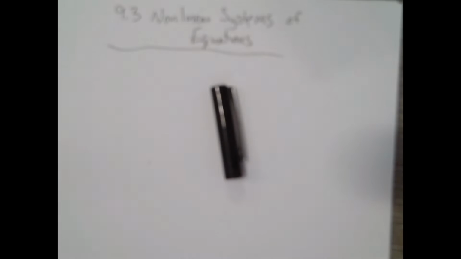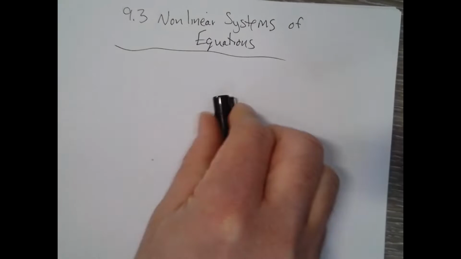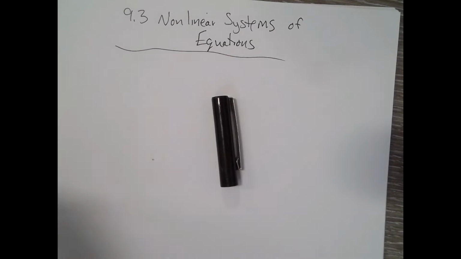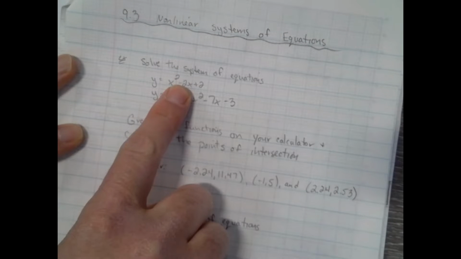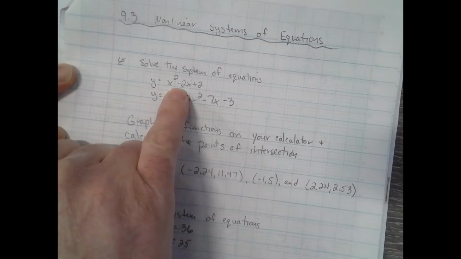All right, 9.3. I'm recording nonlinear systems of equations. Nonlinear means it's not straight lines. So if we wanted to solve this system, what kind of shape is that?